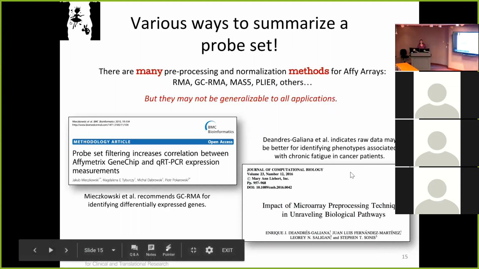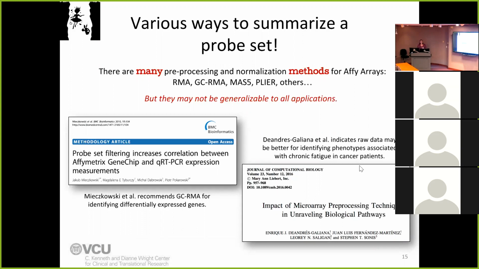Whereas this paper here indicates that the raw data from microarrays might be better for identifying phenotypes in cancer patients rather than the processed normalized data, and they have experiments to show why. So the point is, when you're building up your bioinformatics pipeline, be aware that there are different methods that may be more applicable to one type of experiment or biological question that you're trying to ask than another.